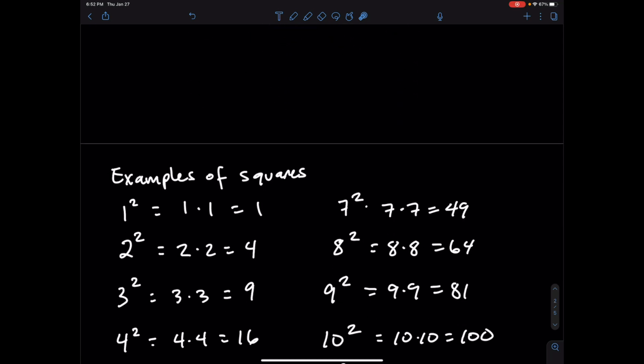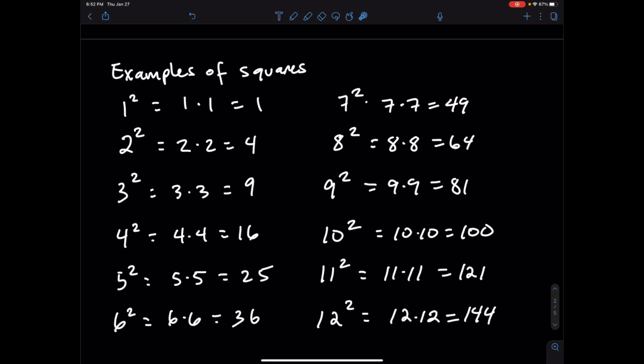When we're looking at squares, here are some examples. 1 squared is equal to 1 times 1, which is equal to 1. 2 squared is equal to 2 times 2, which is equal to 4. 3 squared is equal to 3 times 3, which is equal to 9. Basically, all these are squares because the number times itself gives me some value, which is a square. 1 is a square, 4 is a square, 9 is a square, 16 is a square, 25 is a square, and these are going to be useful when I'm trying to factor difference of two squares.